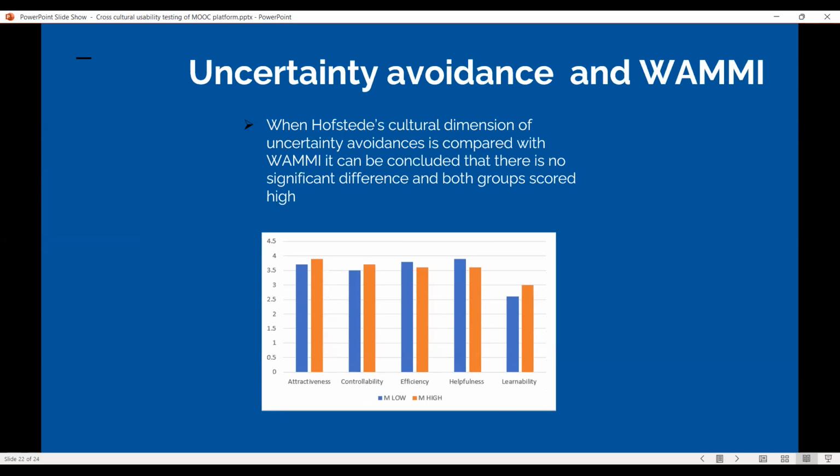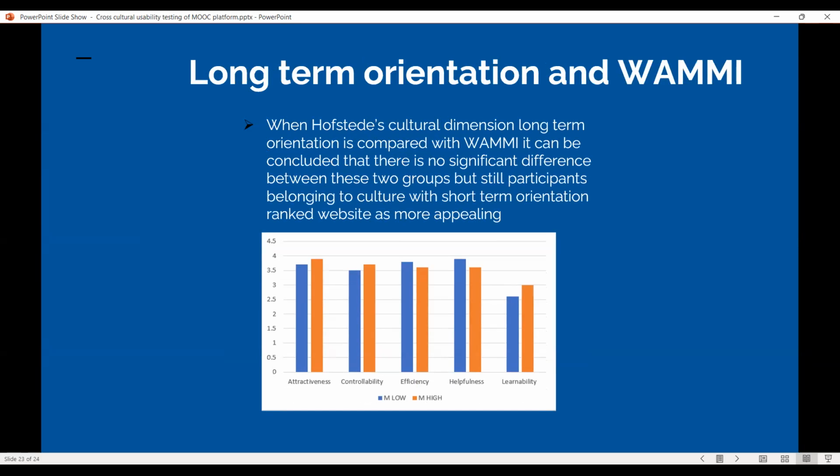When it comes to uncertainty avoidance, it can be concluded that there is no significant difference and both groups scored high. And the last dimension is long-term orientation. Here also we can see that there is no significant difference, but still participants belonging to cultures with short-term orientation rated the website as more appealing.